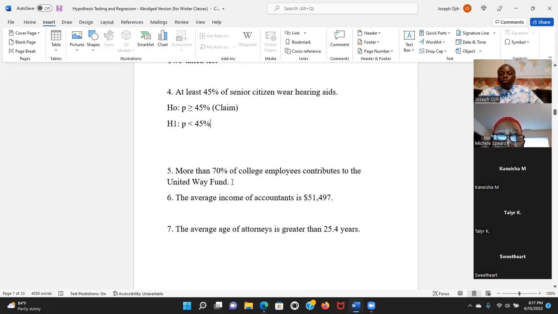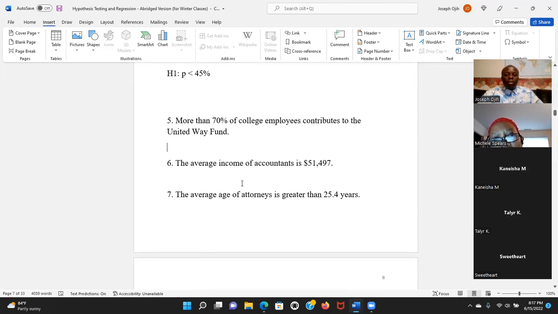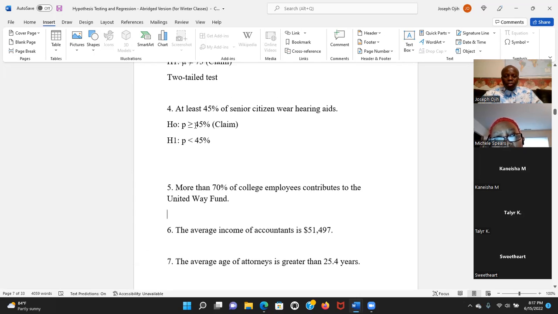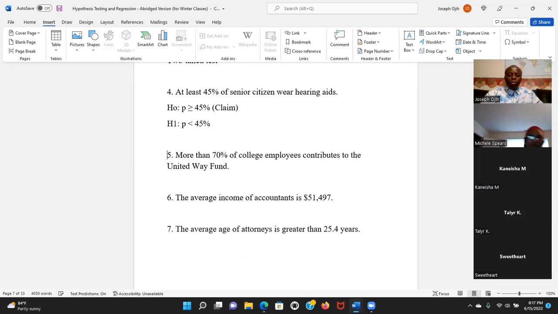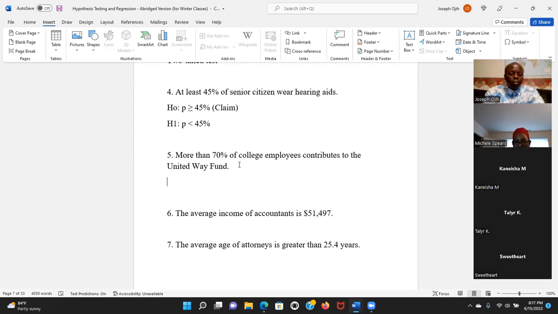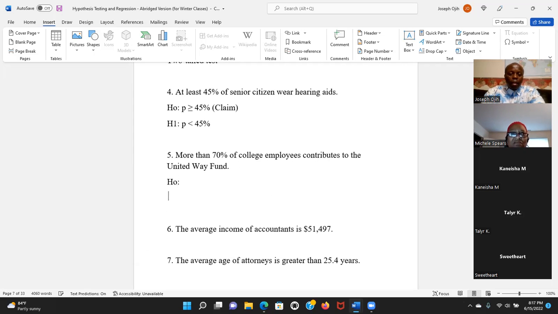Now let me do one example where the claim is on the null. Right here is on the null. It can also be on the alternative, but let's finish this one before we do the null one. Say more than 70% of college employees contribute to the United Way Fund. Okay, H0 and H1.